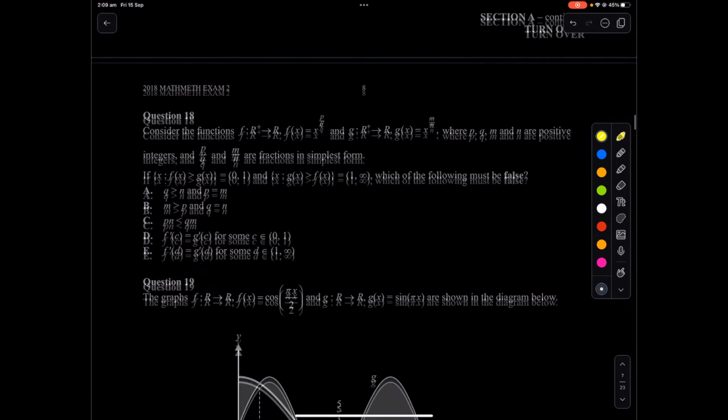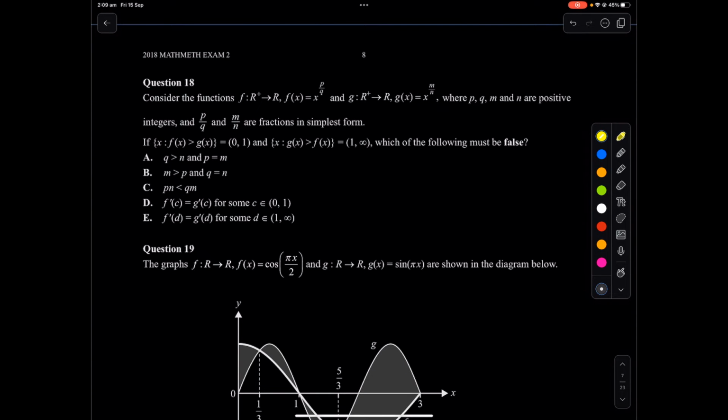Question 18. Consider the function f of x equals x to the power of p over q, and g of x is this, where p, q, m, n are all positive integers, and p over q and m over n are fractions in simplest form. If f of x is greater than g of x from 0 to 1, and g of x is greater than f of x from 1 to infinity, which of the following must be false?